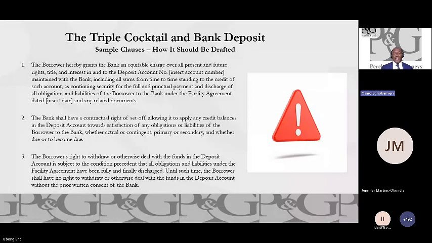So let me give you 3 minutes just to read this clause to make sure that we capture the triple cocktail. Just 2-3 minutes while I take some water. Thank you.